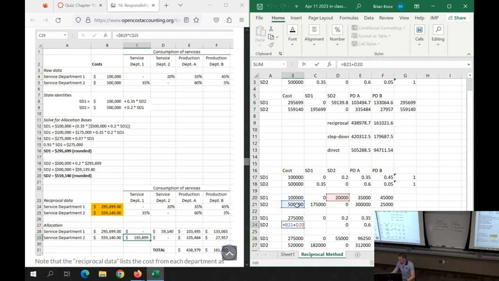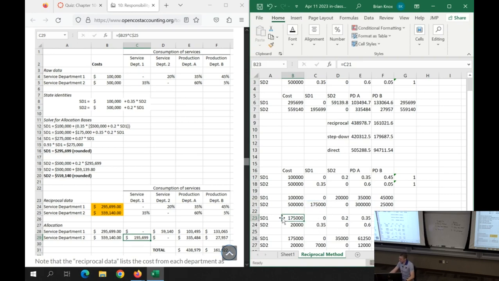Okay, I'm just taking the original 500,000 plus, looks like SD1 pushed $20,000 over to us. So now SD2 has $520,000. No, excuse me. These get smaller and smaller. So it's going to be just the amount that was pushed over because we credited out the 500,000. There we go. Now we're going to get this right.